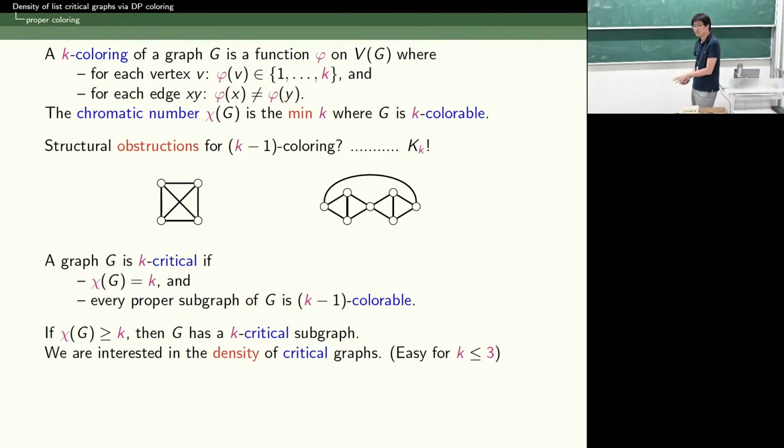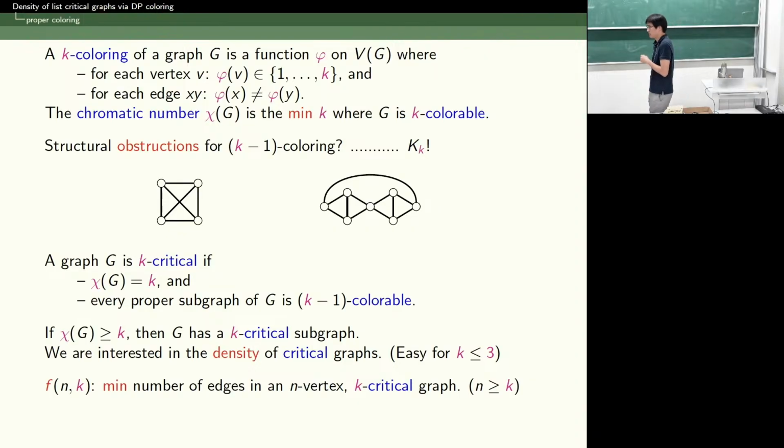And when k equals 3, you have all these odd cycles, right? The odd cycles have chromatic number 3. Once you remove an edge, it becomes a path, which has chromatic number 2. And there are no other 3-critical graphs. Okay. So from now on, we're going to assume k is at least 4, so you have at least 4 colors.